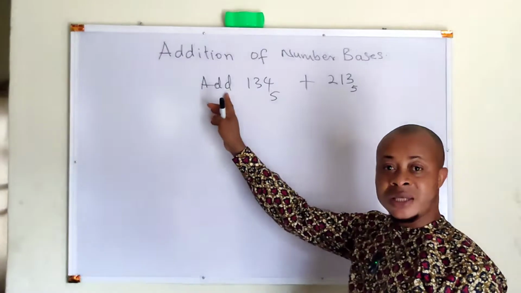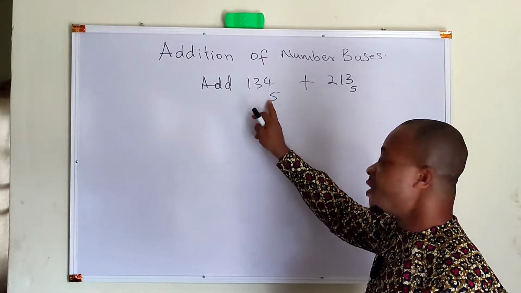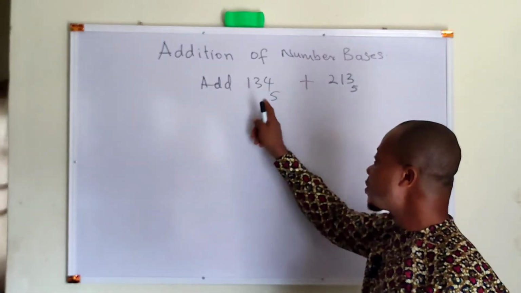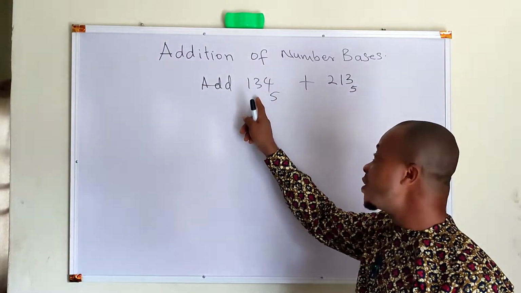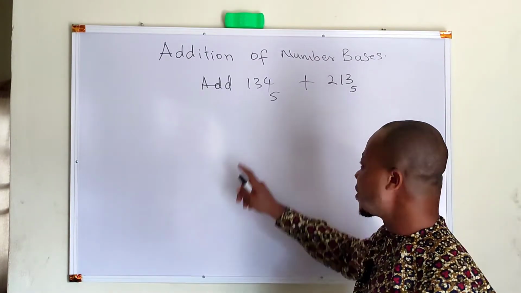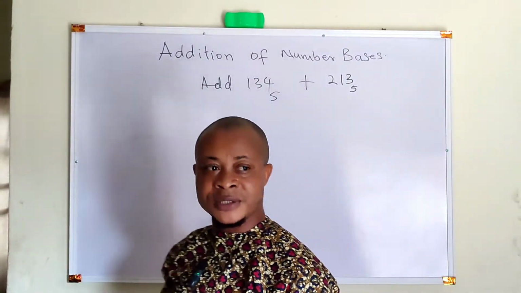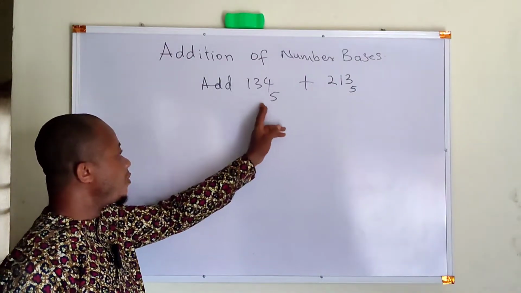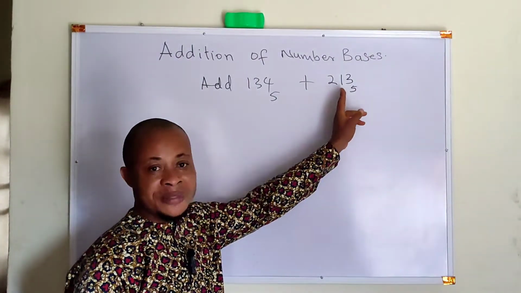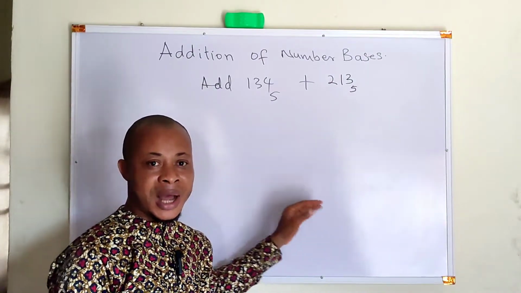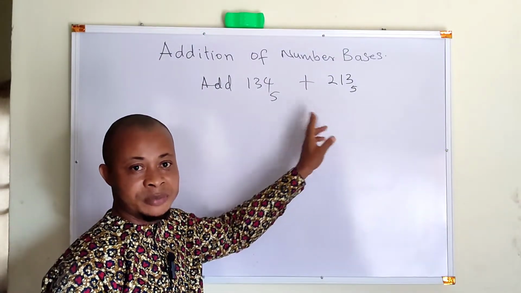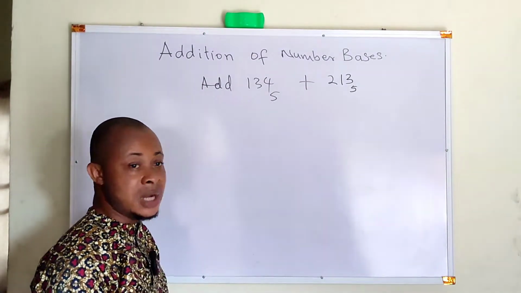We have this question that says we should add 134 base 5 plus 213 base 5. Remember, this is not a number in base 10, therefore you cannot call it 134 unless it is in base 10. I've told you that several times. Now, first you will convert 134 base 5 to a number in base 10, convert 213 base 5 to a number in base 10, add them together in base 10, then convert back to base 5 because both of them are in base 5. Okay, let's see how to do that.